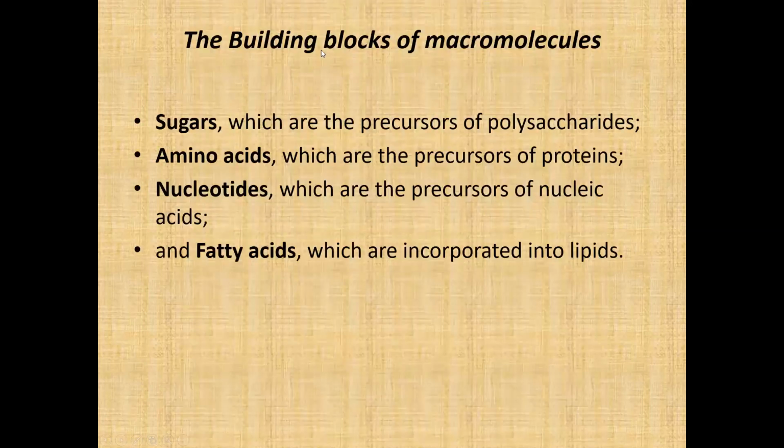So now it is very important to remember and to learn what the building blocks of macromolecules are. I mean these four classes of macromolecules. Sugars are building blocks for polysaccharides, for carbohydrates. Amino acids are precursors or building blocks for proteins, of course. Nucleotides are precursors or building blocks for nucleic acids. And as for lipids, we can say that fatty acids are an essential part of lipids, but in the case of lipids, we also have other groups like glycerols.